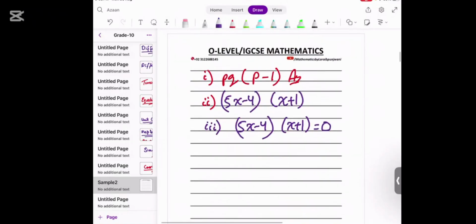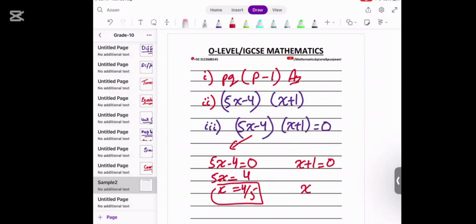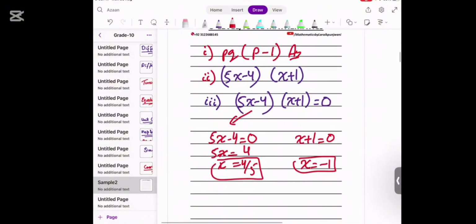So 5x minus 4 and x plus 1 will be equal to 0. You will write this separately: 5x minus 4 equal to 0 and x plus 1 equal to 0. Now you have to find the value of x. The 4 goes to the other side and becomes positive, and 5 will divide. So 4 over 5 will be the final answer, and for the other, x equals minus 1. So these are the two values you get, -1 and 4 over 5. Understand? Yeah.